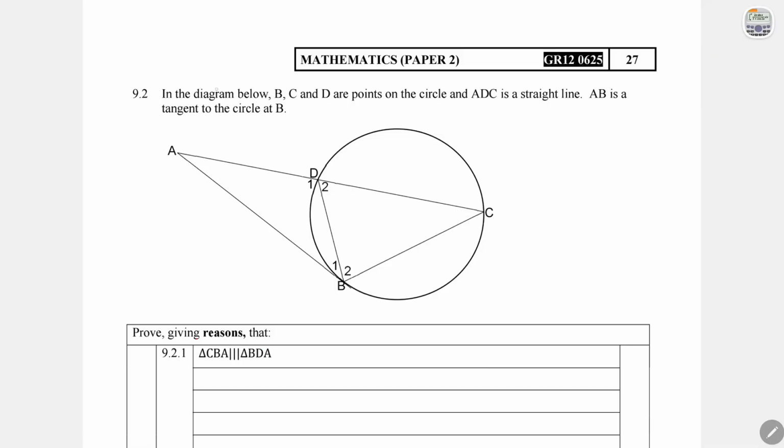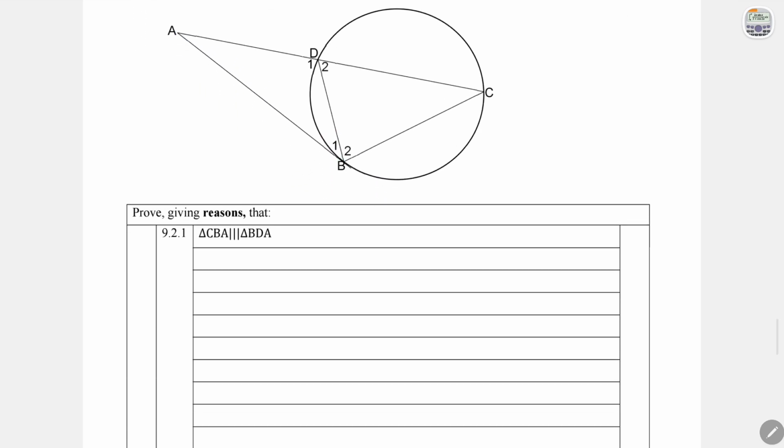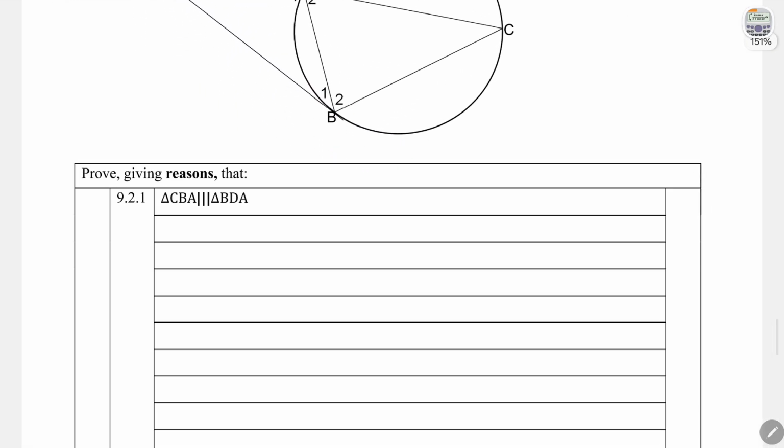Question 9.2 says, in the diagram below, B, C, and D are points on the circle. And then we have that ADC is a straight line. AB is a tangent to the circle at B. Okay, so that's going to be an important point. This is a tangent to the circle at B. And the first question, 9.2.1, says we need to prove, given reasons, that triangle CBA is similar to triangle BDA.